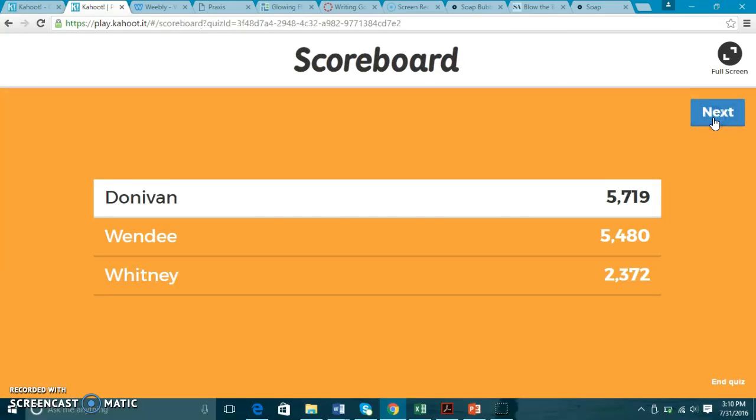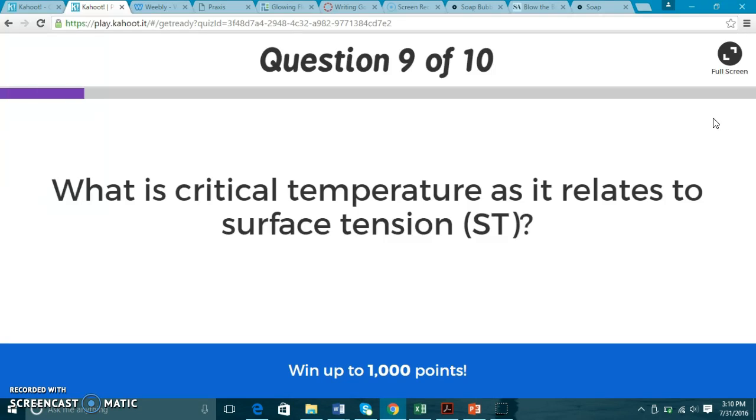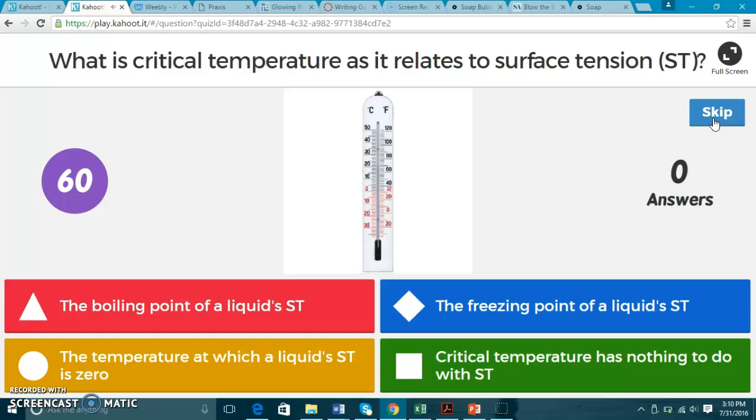Let's move on. What is critical temperature as it relates to surface tension? Red, the boiling point of a liquid's surface tension. Blue, the freezing point of a liquid's surface tension. Yellow, the temperature at which a liquid's surface tension is 0. Or green, critical temperature has nothing to do with surface tension.